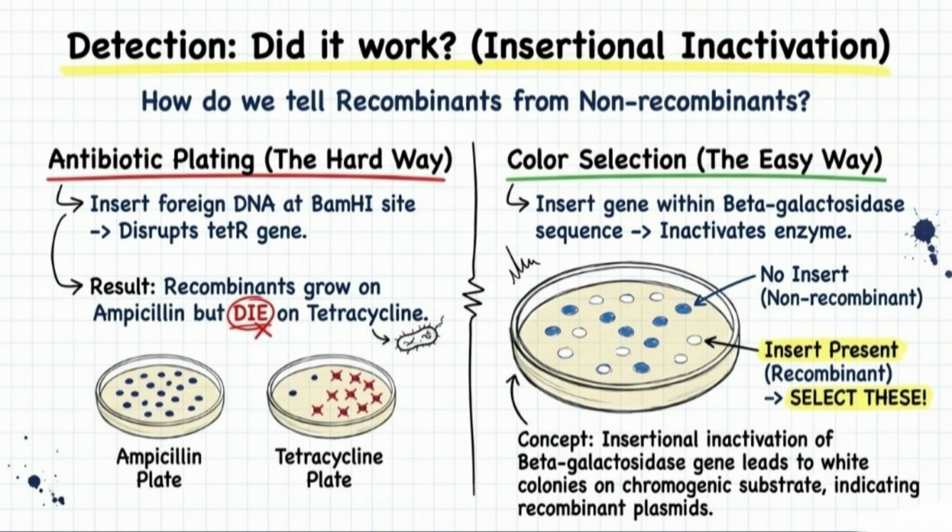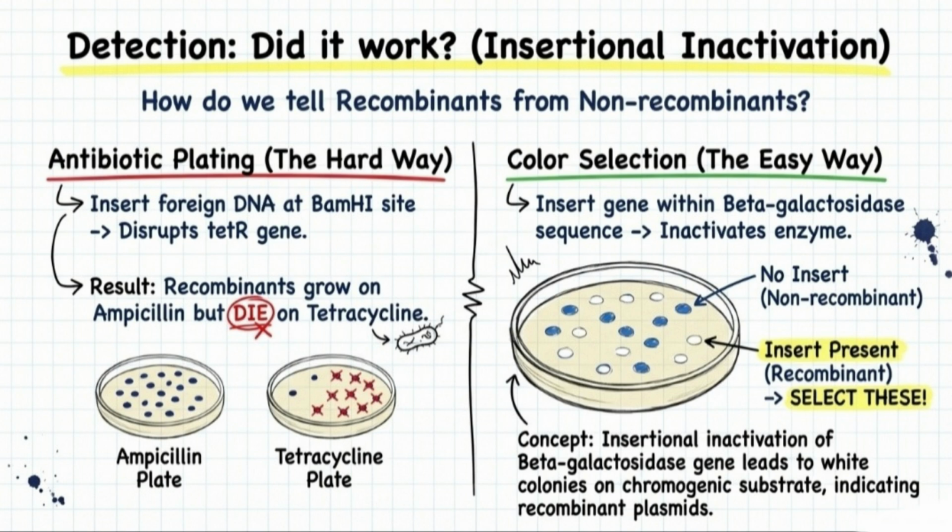Method 1. Antibiotic plating, the hard way. First, we insert the foreign DNA at the BamHI site. This insertion disrupts the TetR gene. Now what happens? Recombinant bacteria will grow on ampicillin, but they will die on tetracycline.